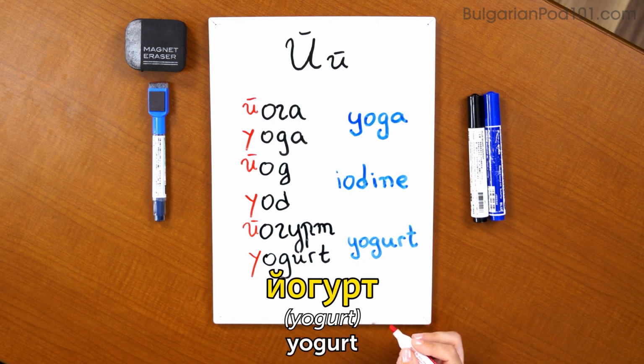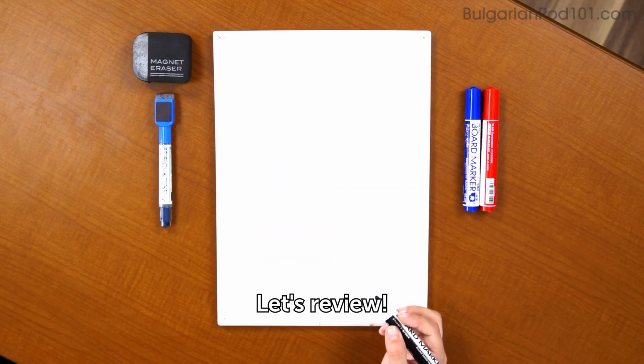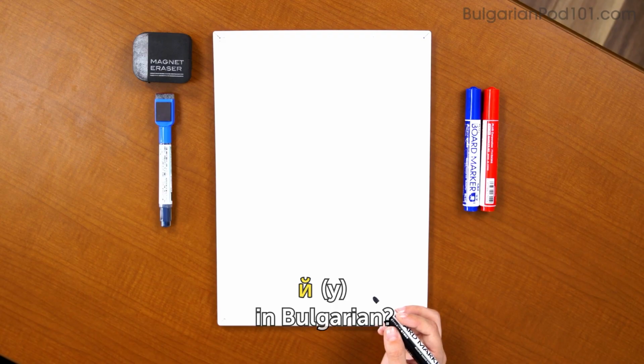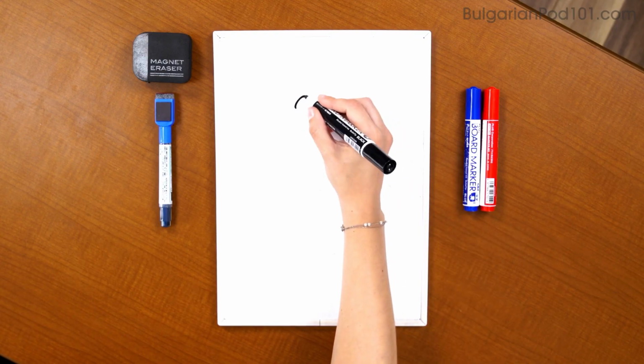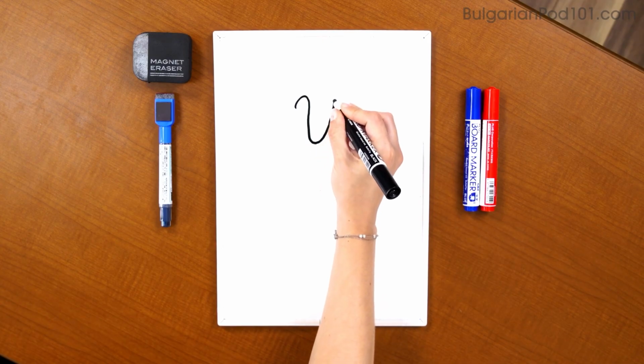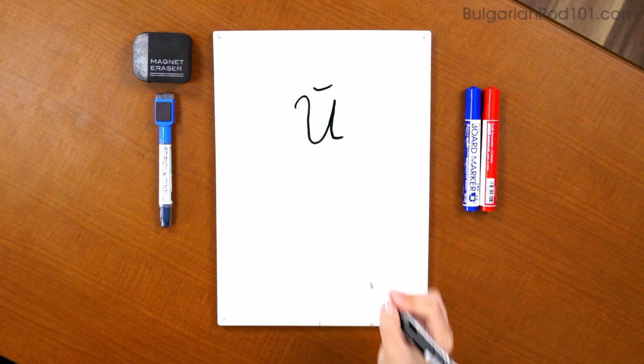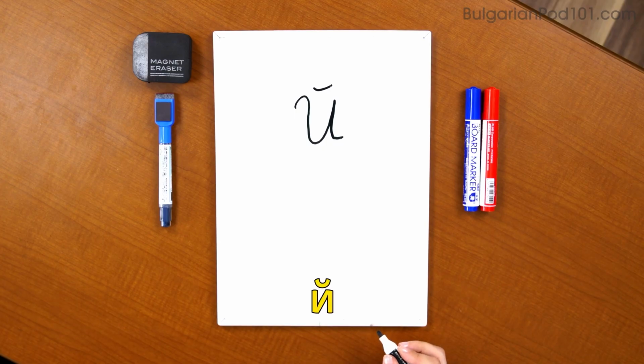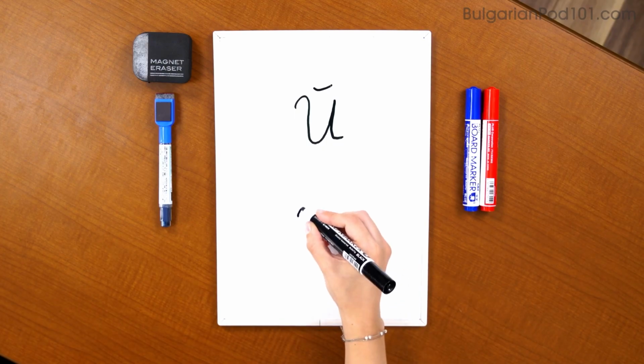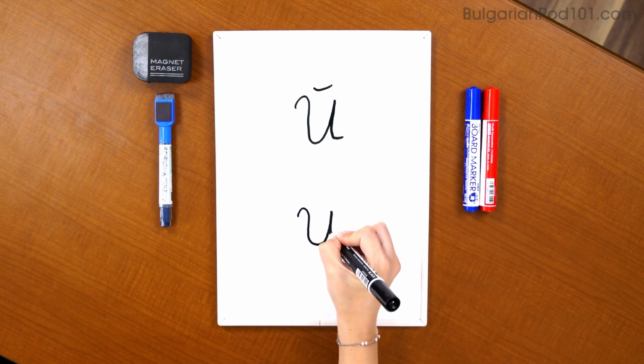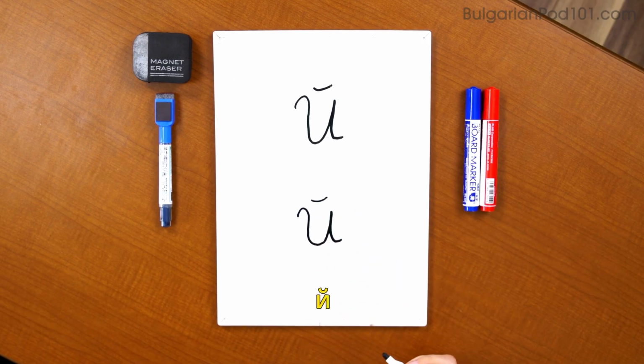Yogurt. Let's review. Do you remember how to write I kratko in Bulgarian? И кратко.